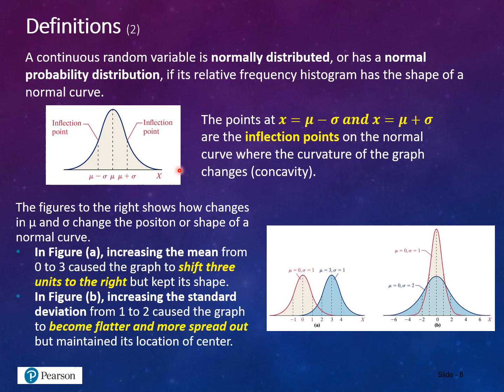The figures to the right show how mu, the mean, and sigma, the standard deviation, change the position, like in figure A, or the shape, as in figure B, of a normal curve. In figure A, increasing the mean from 0 to 3 caused the graph to shift 3 units to the right, but kept its shape, okay?